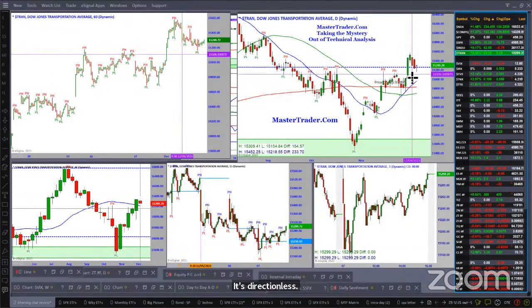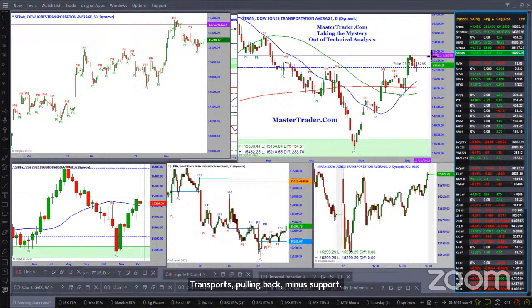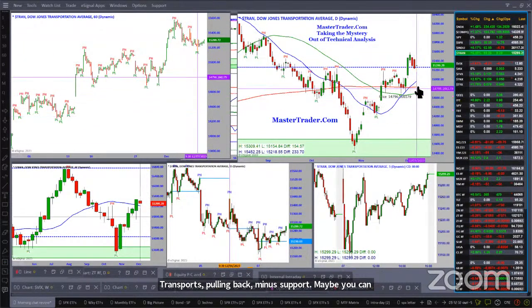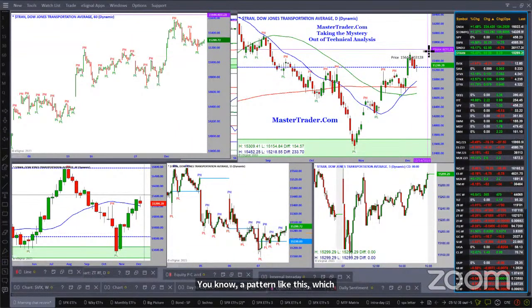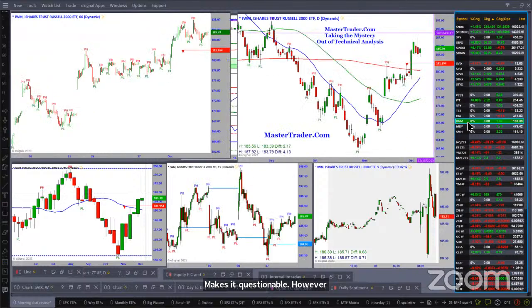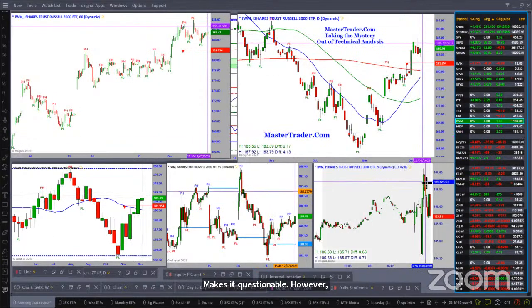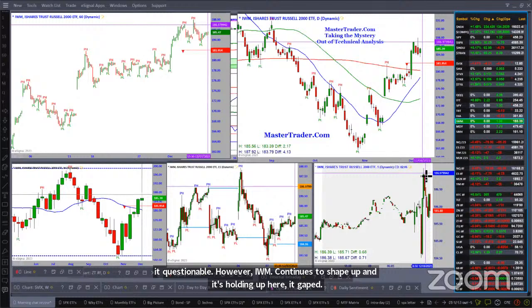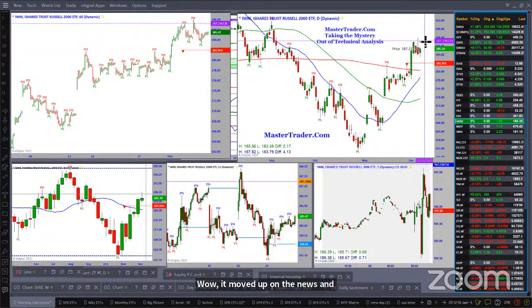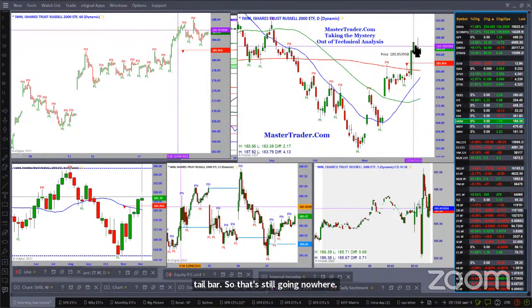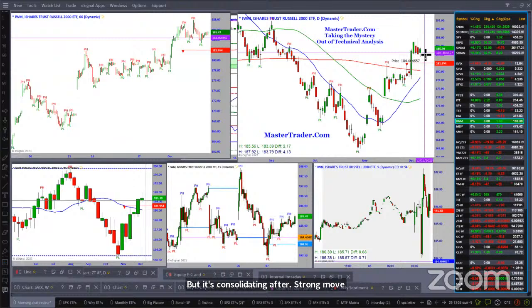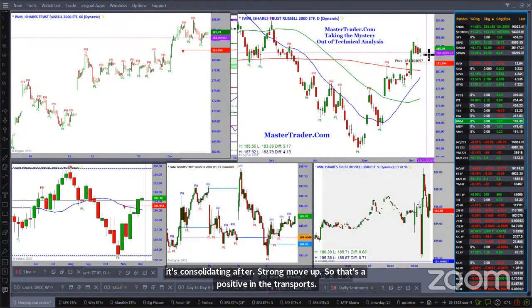Transports pulling back, minor support. Maybe you can get going, so we continue to watch. But a pattern like this, which is attractive, just continues to move up, and the other markets are not aligned with that, which makes it questionable. However, IWM continues to shape up and it's holding up here. It moved up on the news and it tested this topping tail bar. So that's still going nowhere, but it's consolidating after a strong move up. That's a positive, and the transports are looking good. So those could be the catch-up trades that we've talked about.